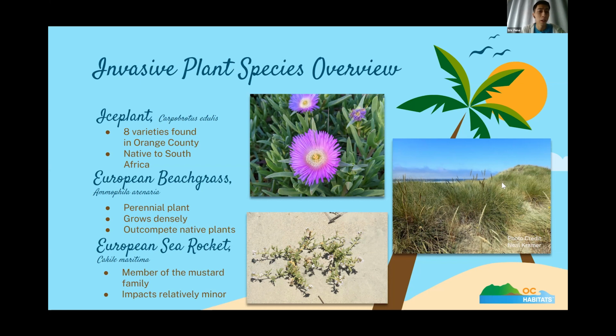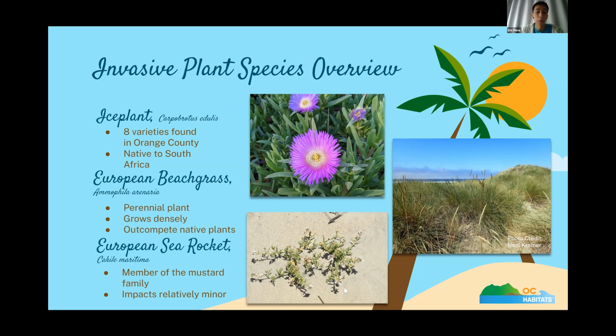And lastly, we have the European sea rocket, scientific name Cakile maritima. They are a succulent plant and they are a member of the mustard family. They have these pink white flowers. They're really small, but these flowers produce seed pods. While they're invasive, they're not as problematic as the other two.